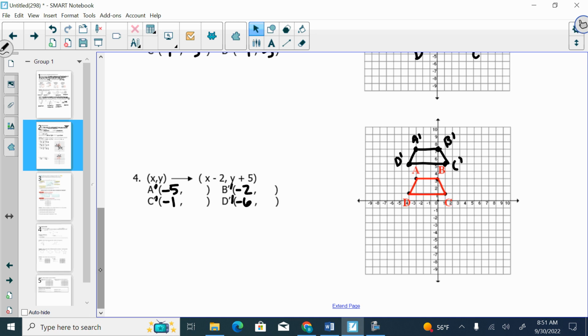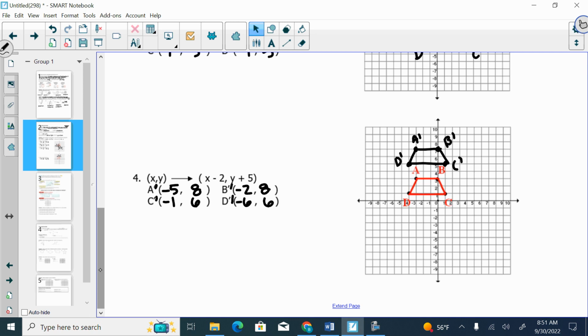All right, and then I have to do the y value. So I'm going to go back and add 5 to each y value. So what's 3 plus 5? 8, and that's going to be true for my A and B, right? And then for C and D, what's 1 plus 5? 6. So then I come and plot those points over here as well.